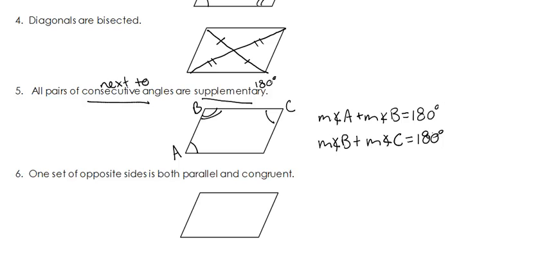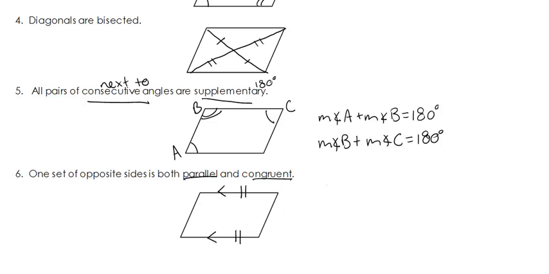Property 6. One set of opposite sides is both parallel and congruent. So we're not talking about both pairs of opposite sides here, just pick one side. I'm going to pick the top and the bottom. It says that side is parallel and congruent. So remember, parallel is marking the arrows on it. So that set of sides is parallel. Also, the same set is congruent. So the same pair of opposite sides is parallel and congruent.